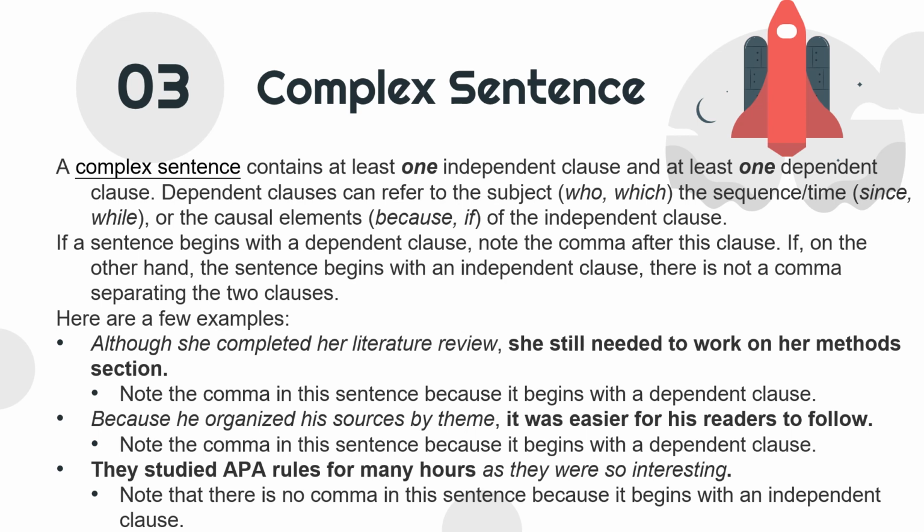Here are a few examples. Although she completed her literature review, comma, she still needed to work on her methods section. The first clause is a dependent clause: although she completed her literature review. After the comma is an independent clause: she still needed to work on her methods section. Note the comma in this sentence because it begins with a dependent clause.